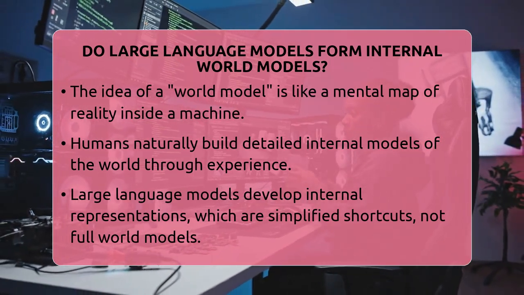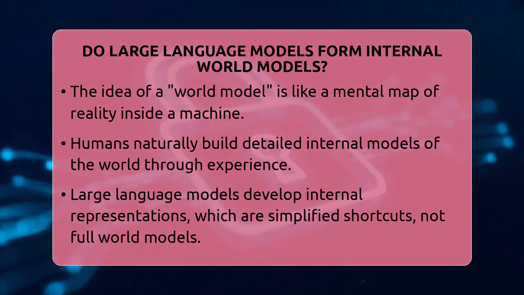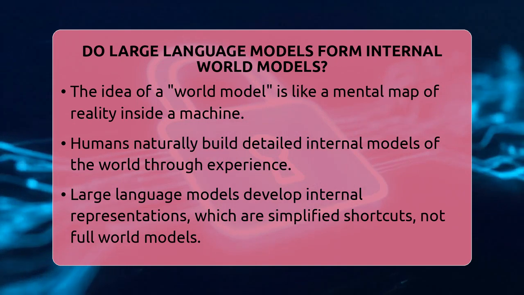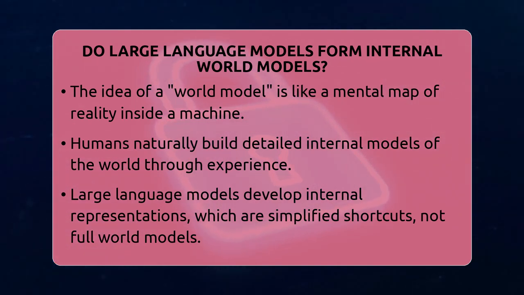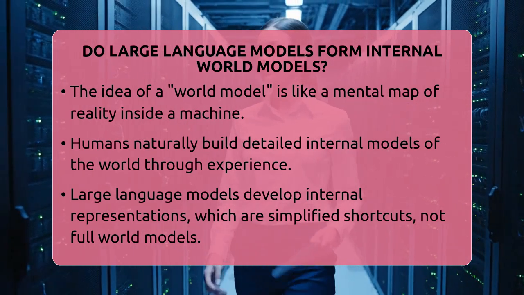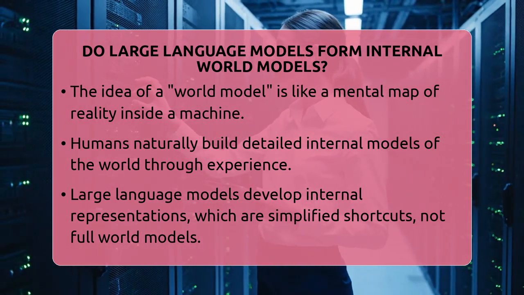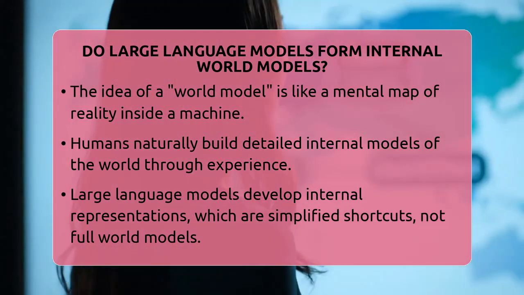A world model is like a mental map of reality inside a machine. It helps the system understand cause and effect, spatial relationships, and the flow of events. Humans build these models naturally through experience. But do large language models do the same? Not exactly. They don't build a detailed, unified picture of the world.